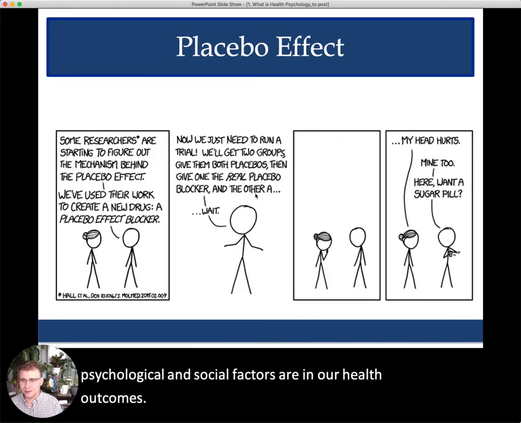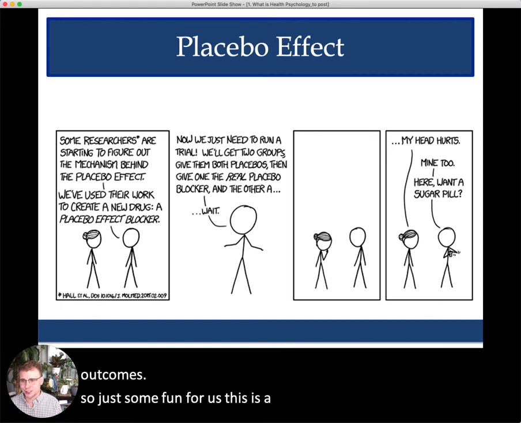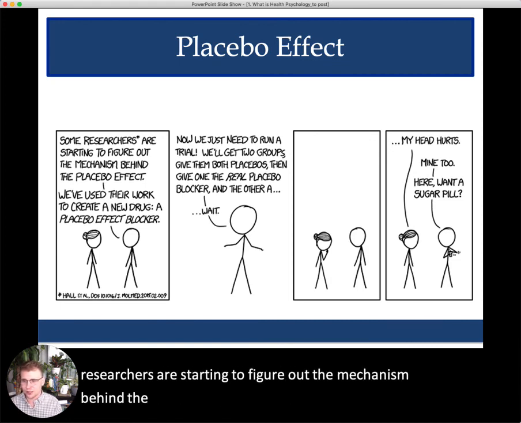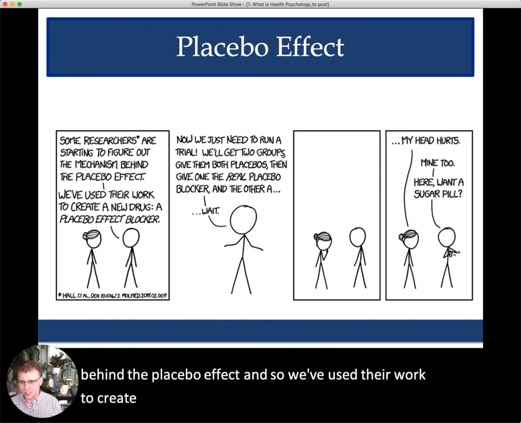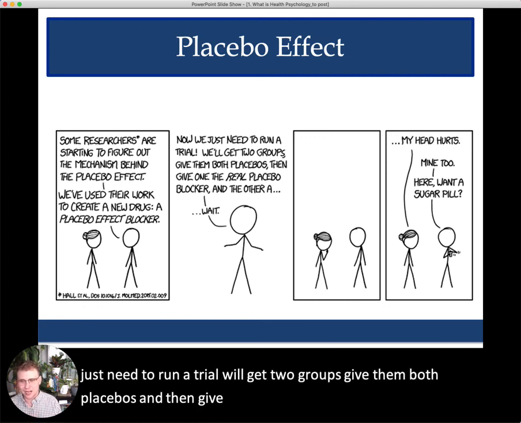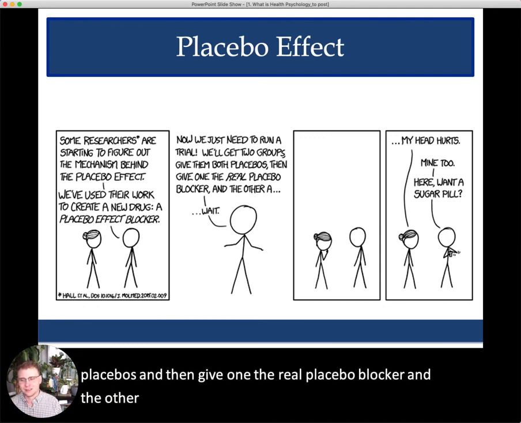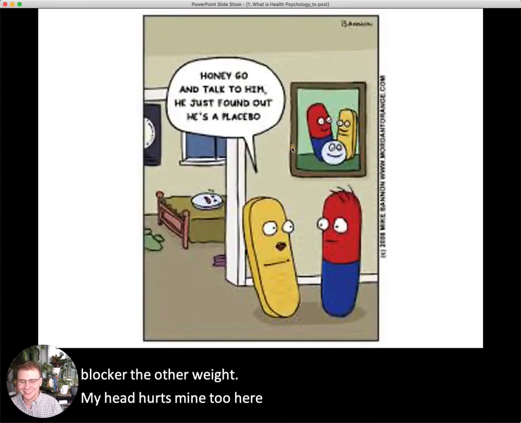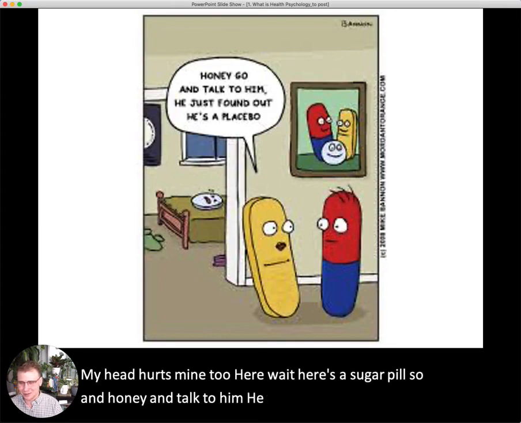So just some fun for us. This is a little comic. It says some researchers are starting to figure out the mechanism behind the placebo effect, and so we've used their work to create a new drug, the placebo effect blocker. Now we just need to run a trial. We'll get two groups, give them both placebos, and then give one the real placebo blocker and the other wait. Uh-oh. My head hurts. Mine too. Here, wait. Here's a sugar pill. So, and then honey, talk to him. He just found out he's a placebo.